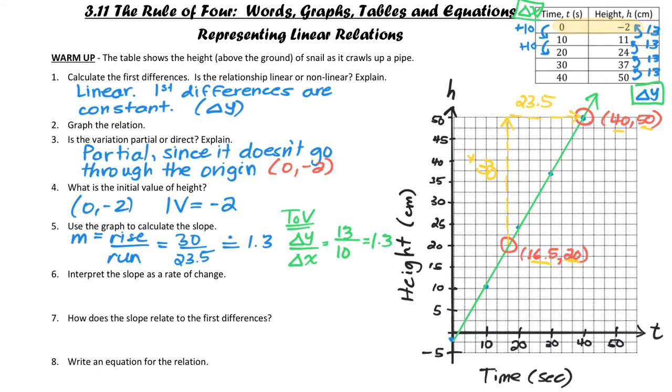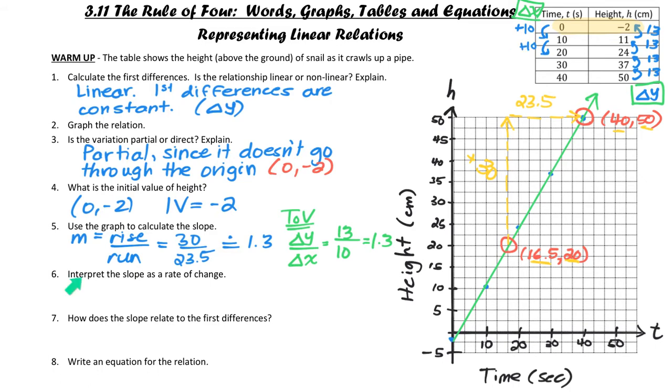Question 6, interpret the slope as a rate of change. Well, we just calculated the slope here 2 different ways, using the graph like the question asked, and then just confirming it using our table of values, right? The change in Y divided by the change in X.